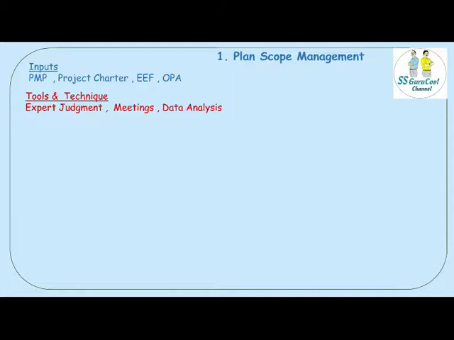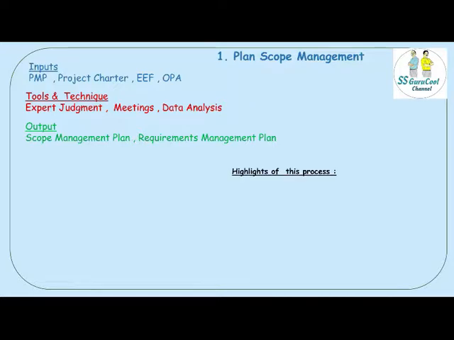Coming to the tools and techniques, the tools and techniques that are used in this process are expert judgment, meetings, and data analysis. The outputs of this process are scope management plan and requirements management plan.